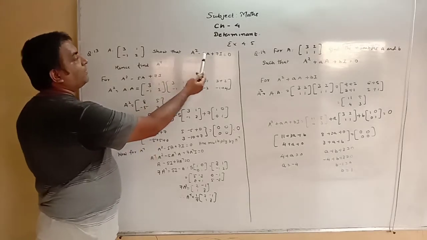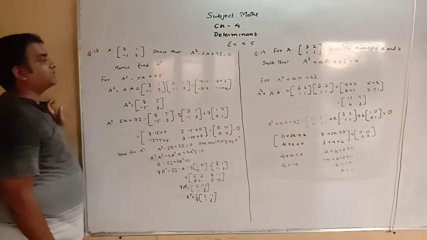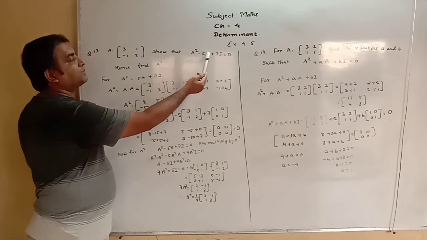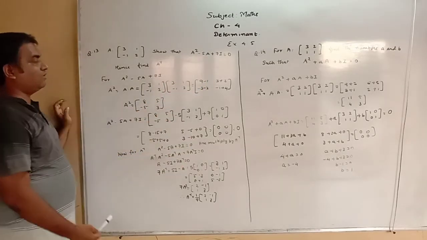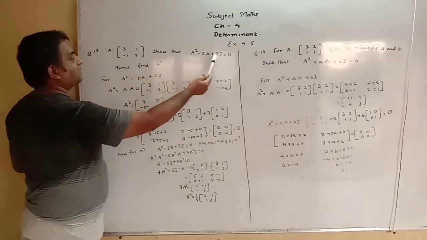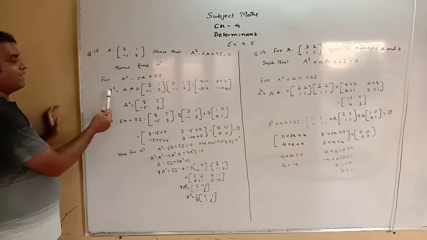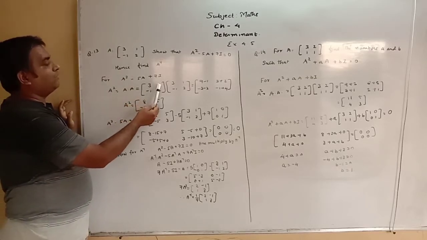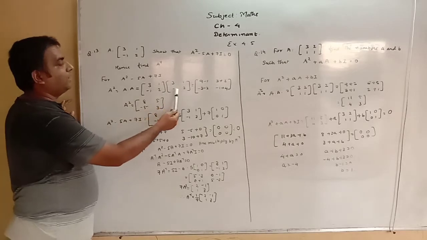So that A square minus 5A plus 7I equals 0, and hence find A inverse. Using A square minus 5A plus 7I equals 0, find A inverse. So to calculate A square minus 5A plus 7I we require A square. A square means A into A, which is [3 1; -1 2] into [3 1; -1 2].